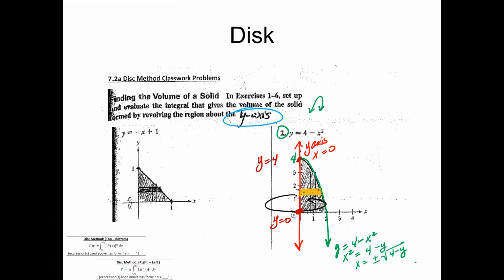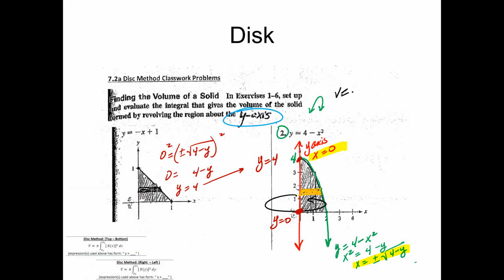Yeah, that looks correct. And if you don't believe me, you can find the intersection of this red line and this green line, in which case you have two different equations, this equation and this equation. So you set the x's equal to each other, which would be 0 is equal to plus or minus the square root of 4 minus y. I will square both sides, 0 equals 4 minus y, so y equals 4. So same thing. All right, so now let's go ahead and find the volume.